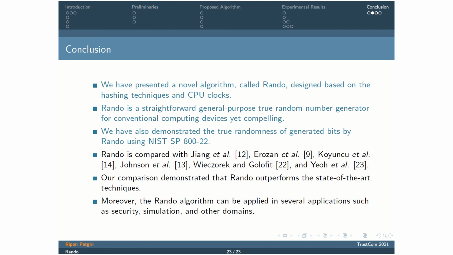Rando is compared with Jiang et al., Rozan et al., Koenshu et al., Johnson et al., Golovit and Wijorek, and Geo et al. Our comparison demonstrated that Rando outperforms the state-of-the-art techniques. Moreover, the Rando algorithm can be applied in several applications such as security, simulation, and other domains, and it has diverse applications for generating random numbers, for example, IoT devices.